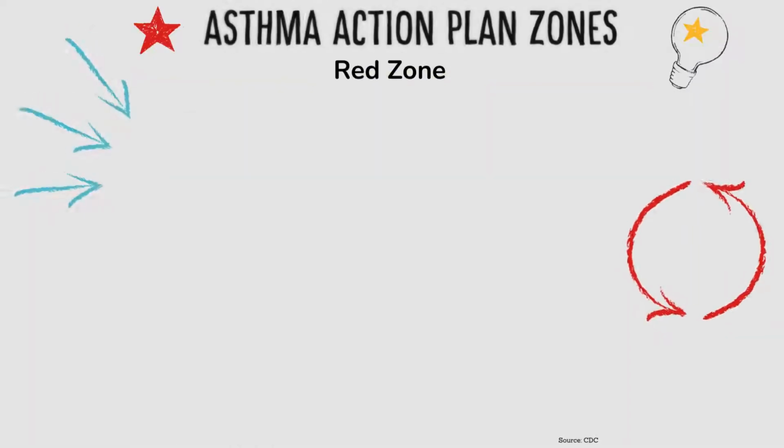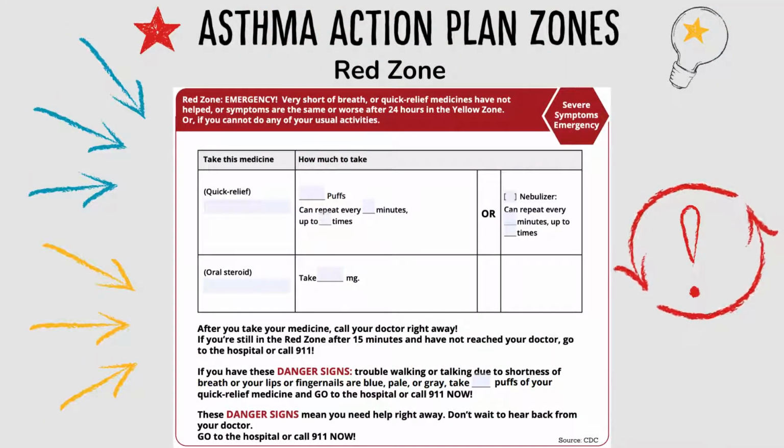The third zone on asthma action plans is the red zone. When kids with asthma are in the red zone, they are experiencing severe symptoms and it is a medical emergency.